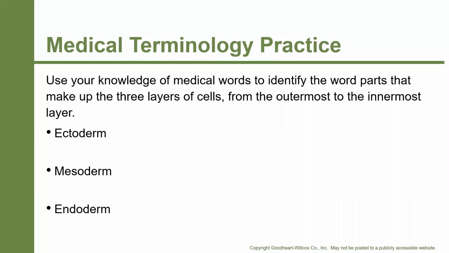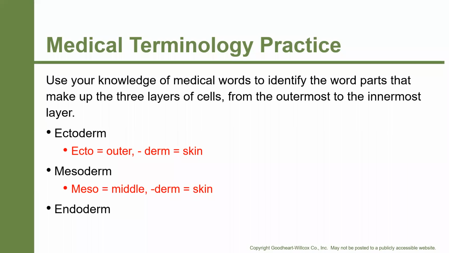So let's look at some of our medical terminology for this chapter. Ectoderm, mesoderm, endoderm. Ectoderm: ecto equals outer, derm equals skin. So mesoderm then, if we follow suit, give you a few seconds to work that one out. Meso equals middle, again, derm equals skin. Therefore, endoderm would be endo equals inner and derm equals skin.